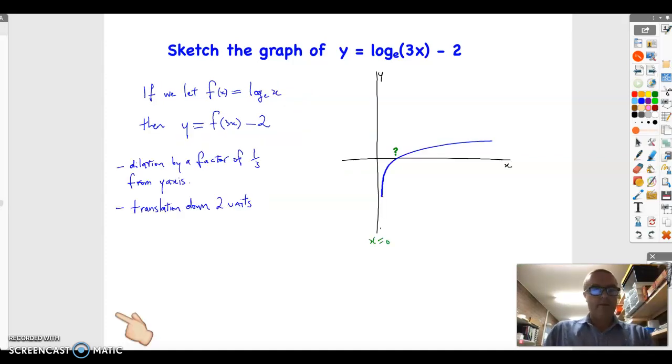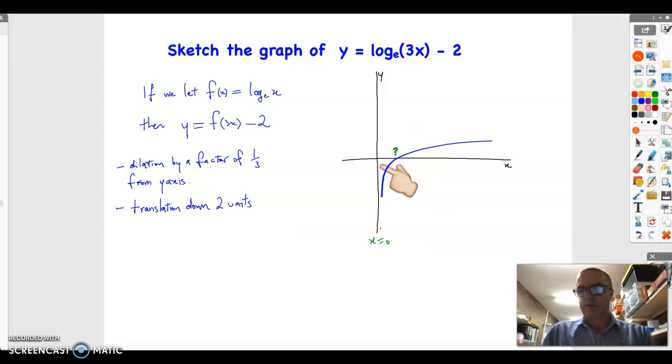So here we go. By writing the function like this, we can see we've got two transformations. In this case, we've got a dilation by a factor of 1/3 from the y-axis. It means our log equation is getting closer to the y-axis on both sides, and it's also translating down 2 units. So our graph is going to look like this.